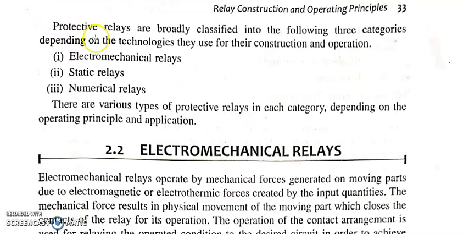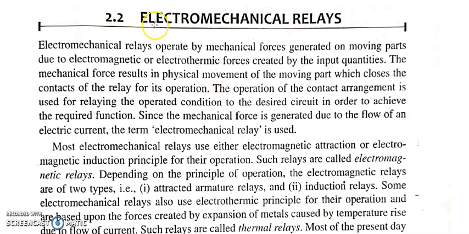So protective relays are broadly classified into three categories depending upon the technology designed. So already we have discussed this a little in your earlier chapter of module 1. Okay, the first one is electromechanical relays, the second one static relays, and the third one is numerical relays. At first we have electromechanical relays. As the name itself indicates how it performs, we can see that there is a mechanical part over here.